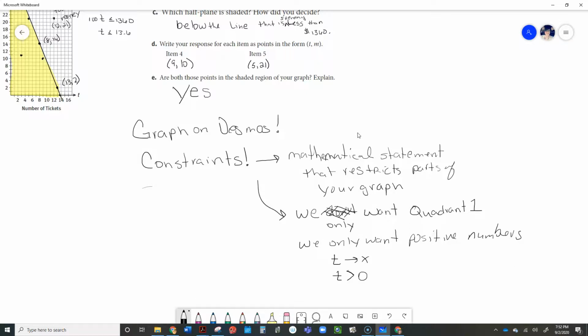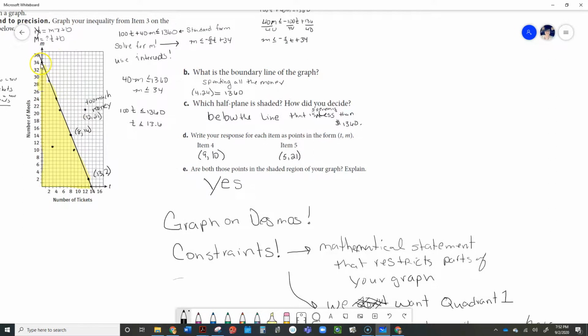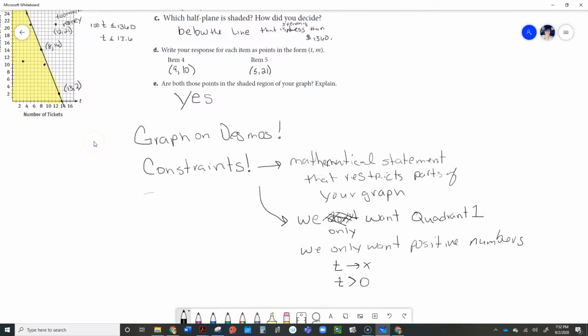Now, can you buy 0 tickets? Yes, we can buy 0 tickets. If we buy 0 tickets, then we can eat 34 meals. So this is how we say we only want positive numbers, but it's okay if we include 0. So this is positive numbers and 0.